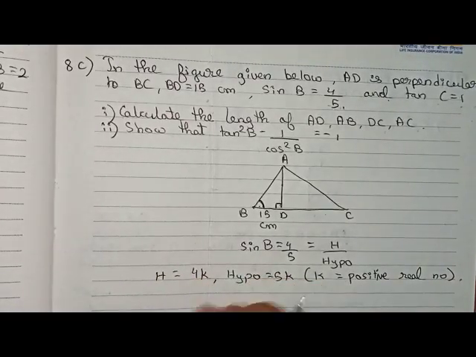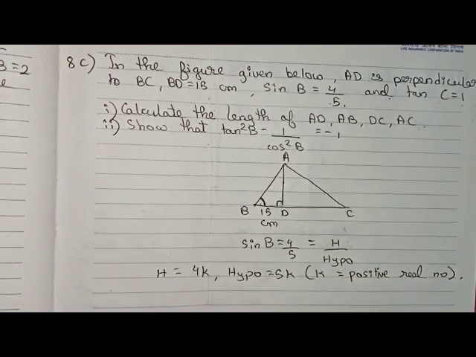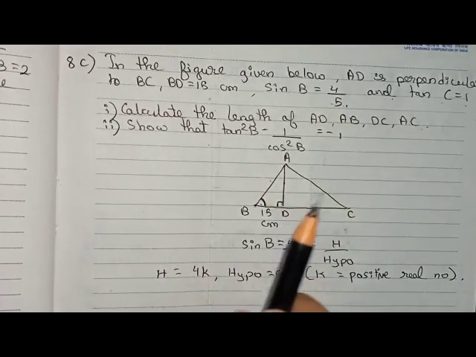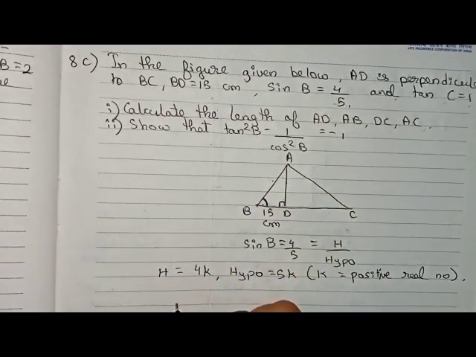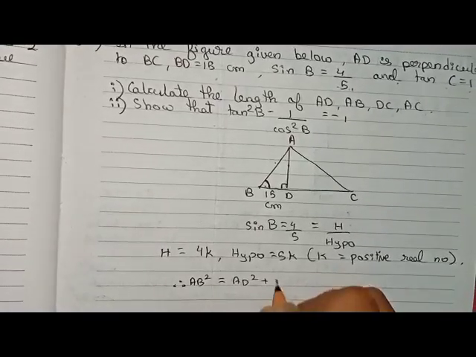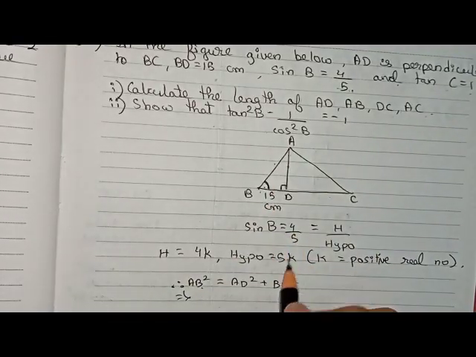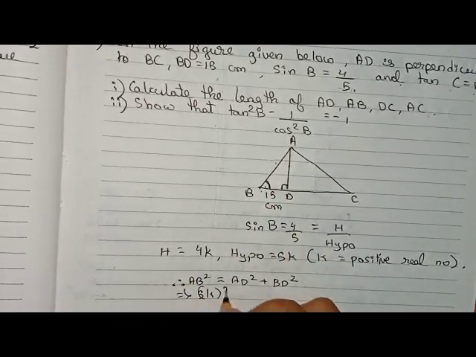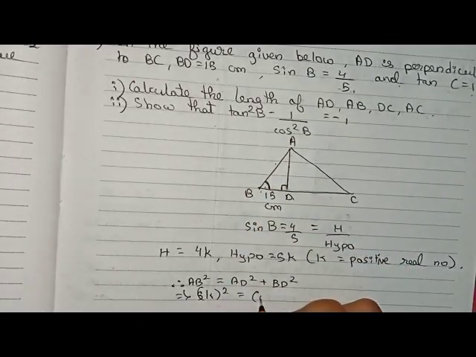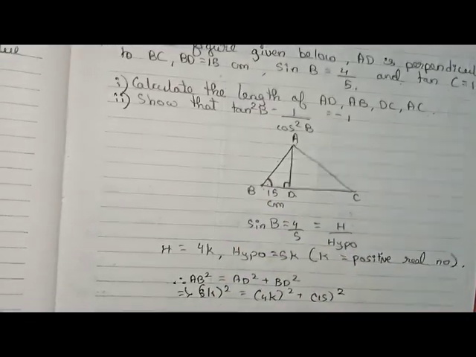So we got the value of hypotenuse and the height. Now we will apply the Pythagoras theorem so that we can find out the value of this k and we can put down the original values of the sides. So therefore AB square is equals to AD square plus BD square. AB square is a hypotenuse, so 5k square is equals to AD square. AD square is the height, so height is 4k square plus BD square is 15, so 15 square.